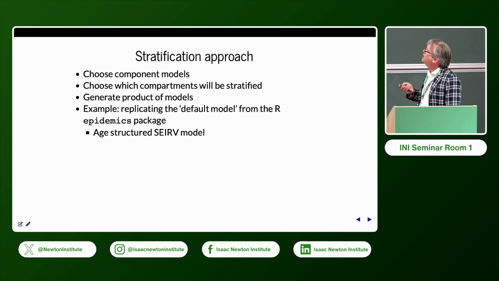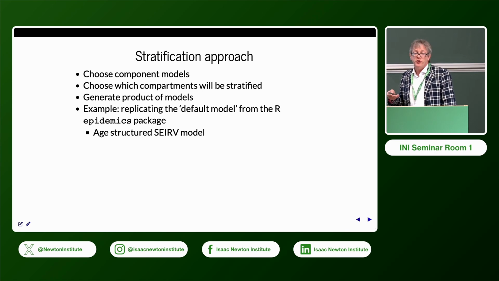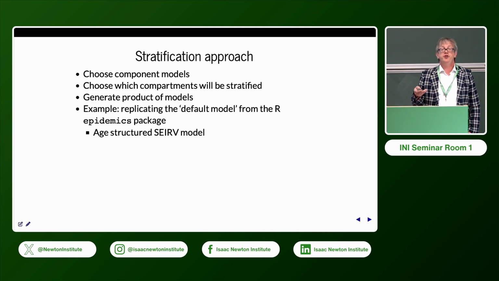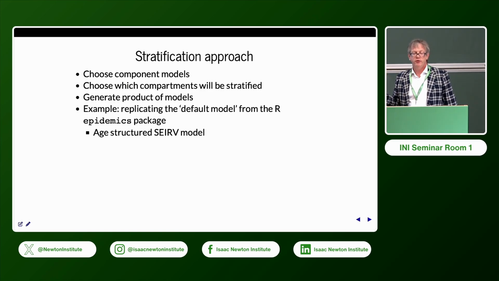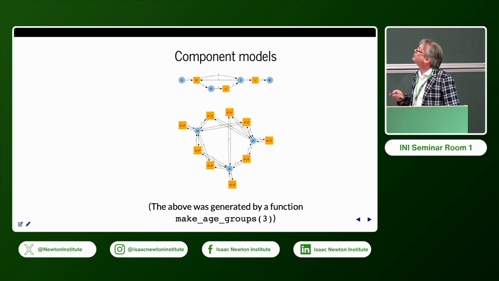So a stratification approach, basically where we're trying to multiply models together, you choose which models you want to put together, you then say how you want to combine them. So there's an additional layer of complexity, and then you generate the product of models. So I'm going to reproduce the sort of default model from this R epidemics package, which is just an age-structured SIR.